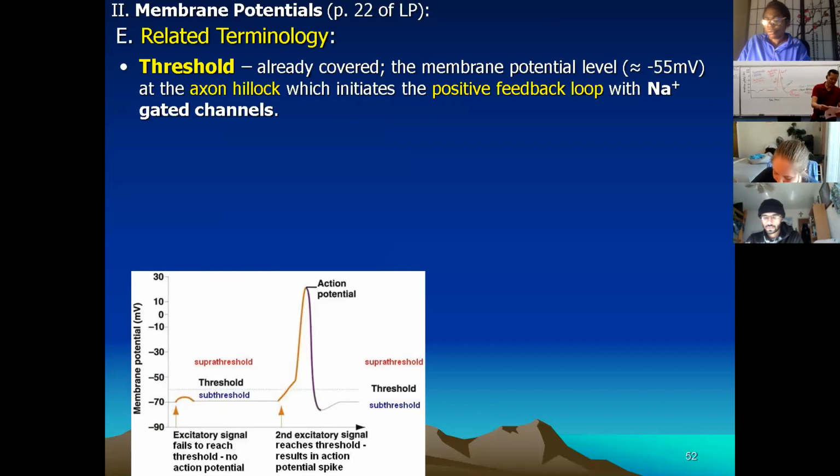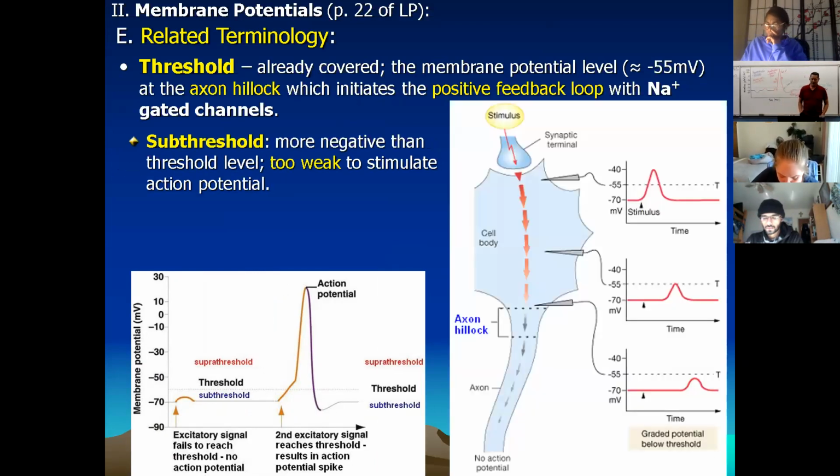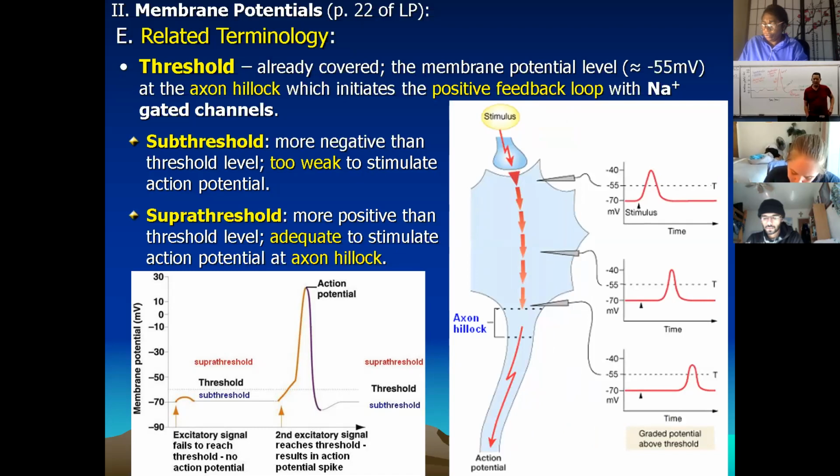All right, so we already covered threshold, and we also mentioned these other topics in that one textbook figure. If it doesn't reach threshold, it's subthreshold, no spikes. If it does reach threshold, you'll get 1 spike. If it is super threshold, you'll get multiple spikes.